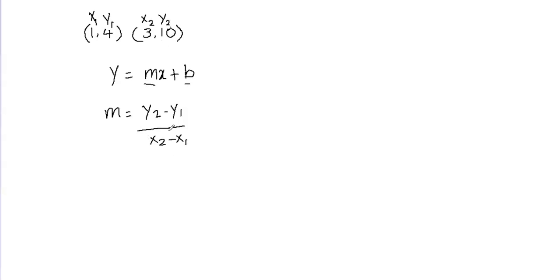I'm going to use these values and plug into this formula. So let's do that. y2 is 10, so I'm going to plug in 10 in my formula, minus y1 is 4, so we're going to write 4 here, over x2 is 3, minus x1 is 1. Now, let's simplify this. 10 minus 4 is going to give me 6, 3 minus 1 is going to give me 2, and 6 divided by 2 is going to give me 3. So my slope is equal to 3.